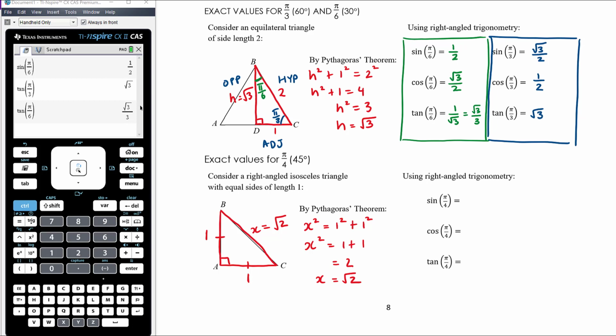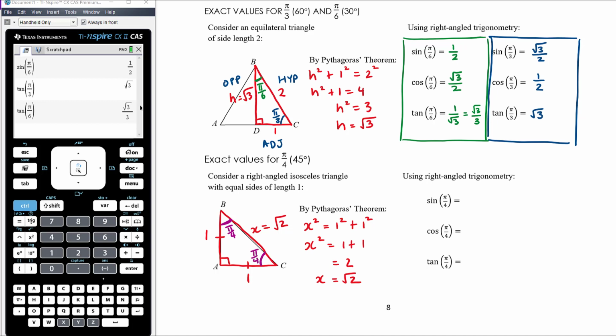Now the reason this is good for 45 degrees is because if it's an isosceles triangle, we know that these two angles are the same. They're equal, and we know they have to add up to 90 degrees because the sum of the angles in the triangle has to be 180. So therefore they have to be 45 each if they're the same and they add to 90. 45 is pi on 4.